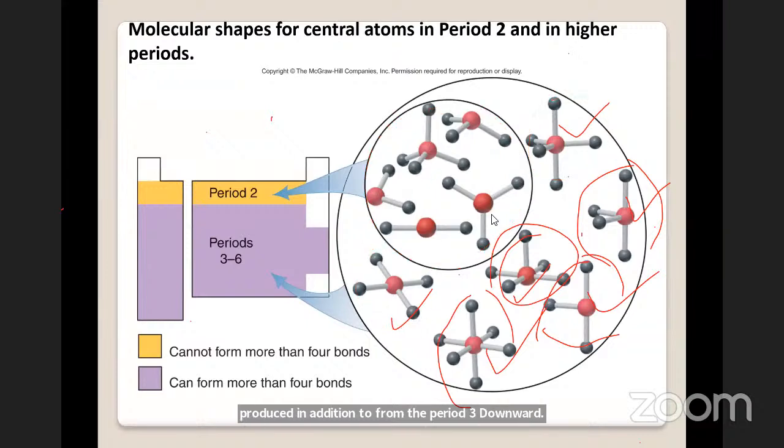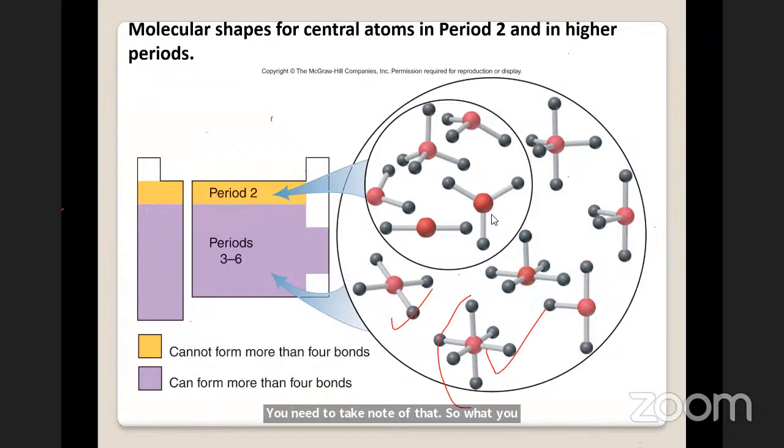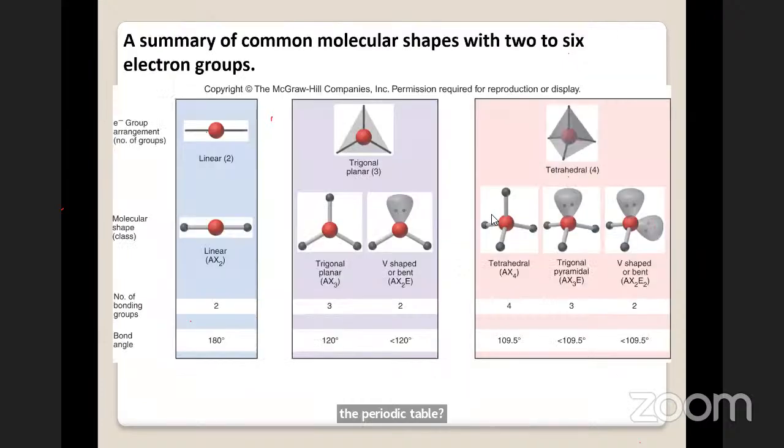So what you will need to just find out is your central atom. Which period is it on the periodic table? And you can have an idea of what type of bonding it will undergo.